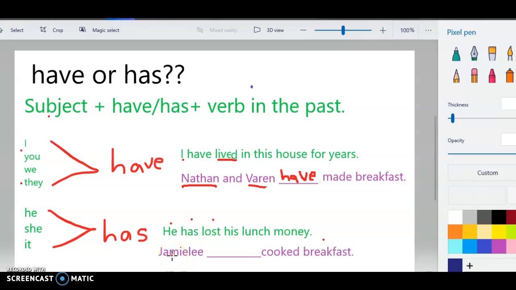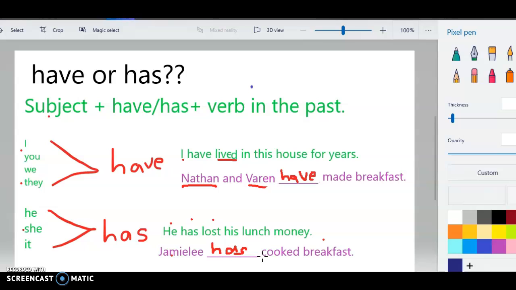Jamily, which is a proper noun, but we're referring to the pronoun she. If we're going to replace this, it will be she, so we will use has. Jamily has cooked breakfast, so we will use has here. Jamily has cooked breakfast, which means she cooked breakfast and is here in this present moment. The breakfast is right here and we're about to begin to eat it, right? So Jamily has cooked breakfast.